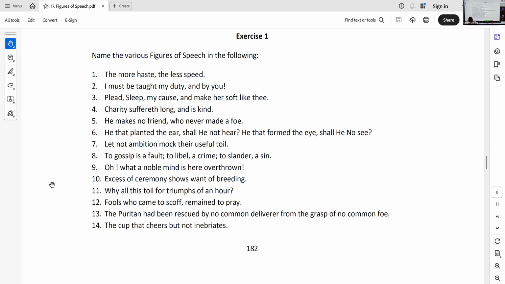Oh, what a noble mind is here overthrown. Number 9, exclamation. 10, excess of ceremony shows want of breeding.